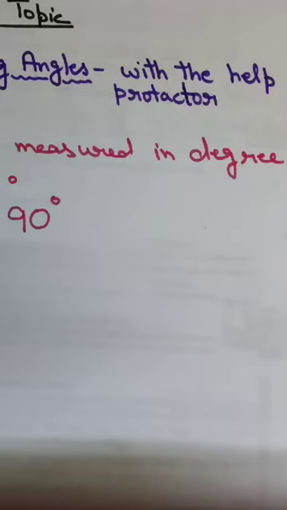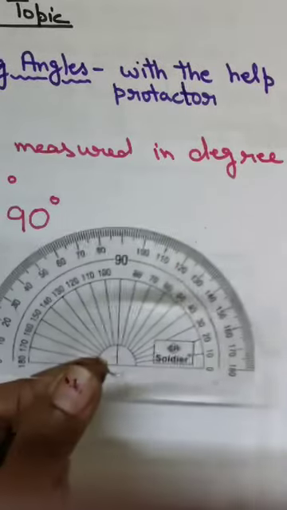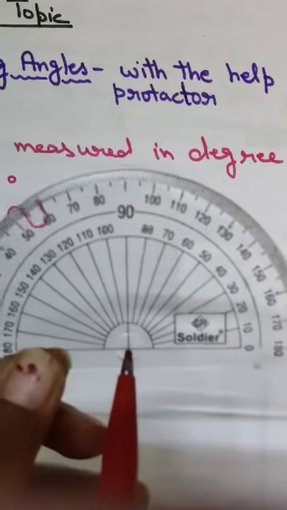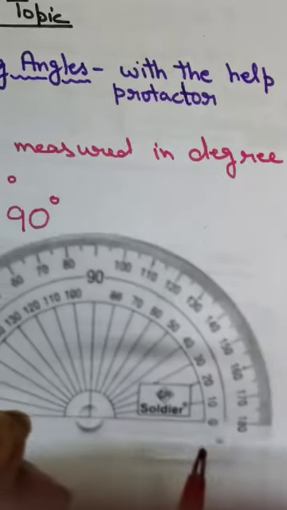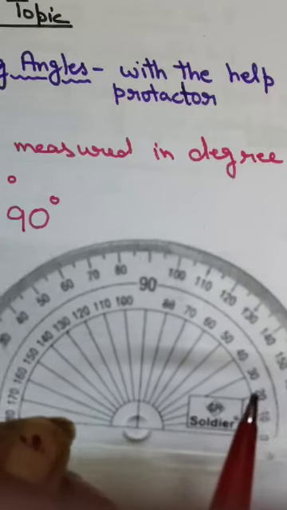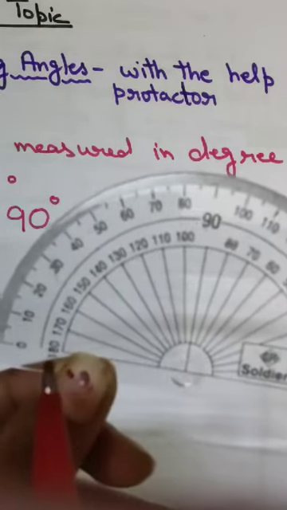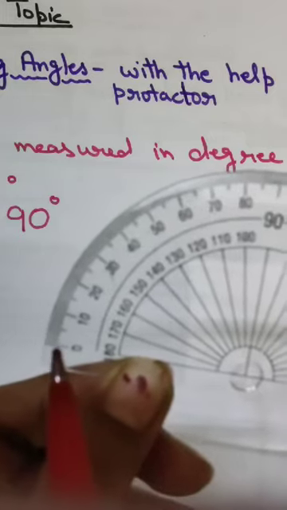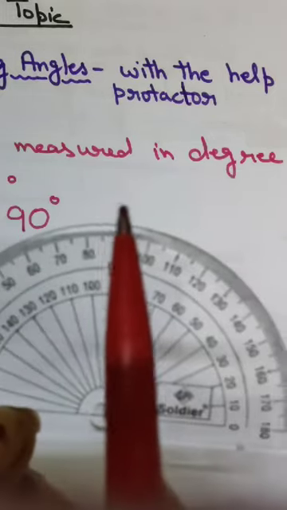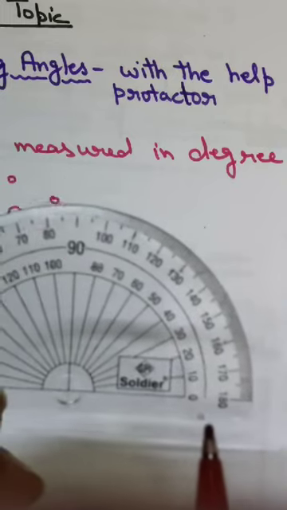Now I am going to tell you how to measure an angle with the help of a protractor. See, in this protractor, this is the center point that you can see. Here it goes from 0, 10, 20, 30, 40, 50, 60 and up to here it is 180. And here also there is 10 and it moves like this up to 180.